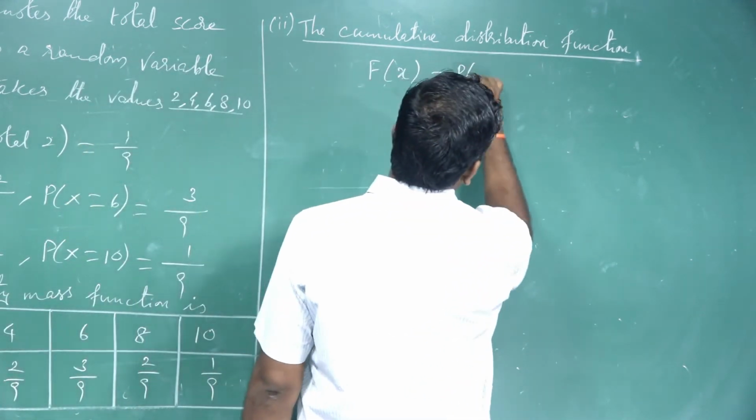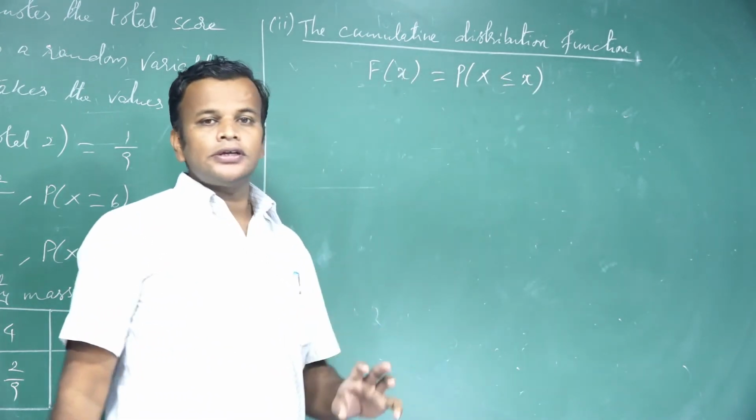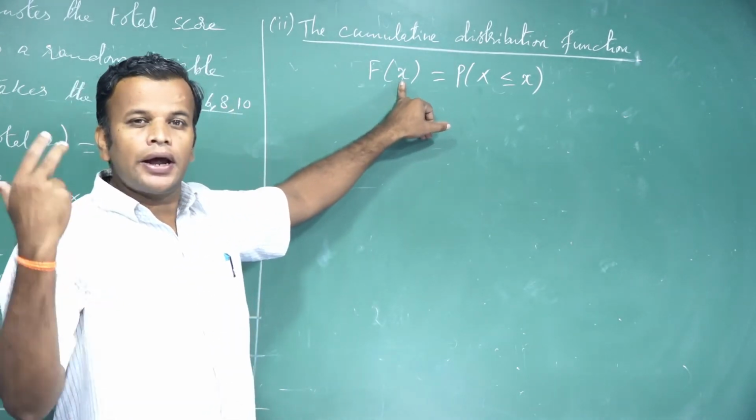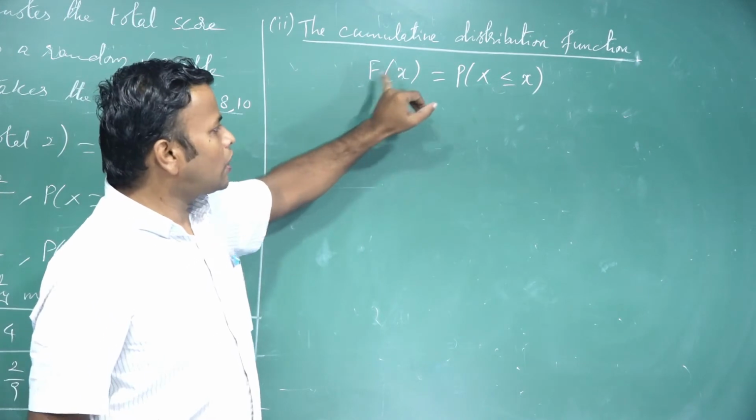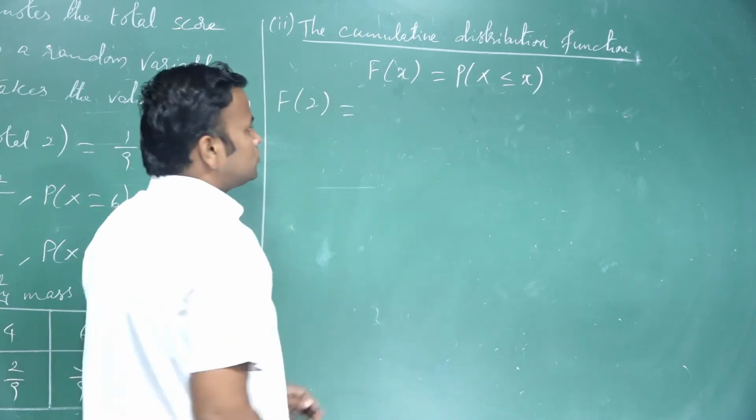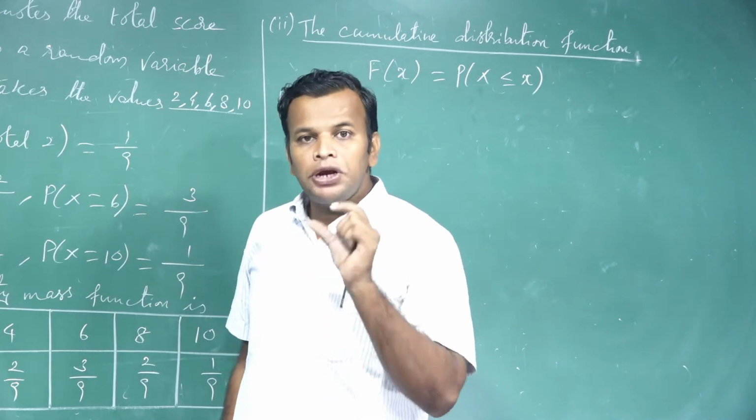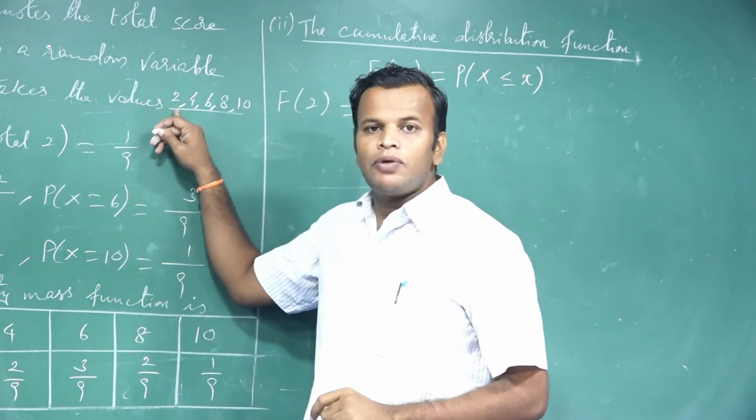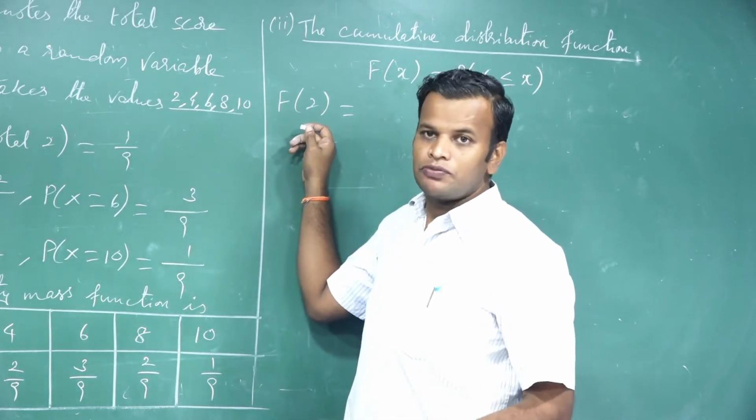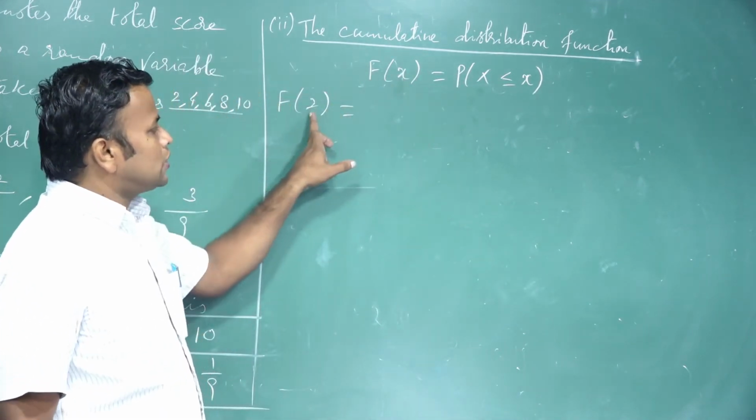Whose formula is P of capital X is less than or equal to small x. In x, we write all the random variable values. First, we find F of 2. Why do I put 2 here? The minimum value of the random variable is 2. So we find each and every value of the cumulative distribution function, starting with F of 2, substituting 2 in place of x in the formula.